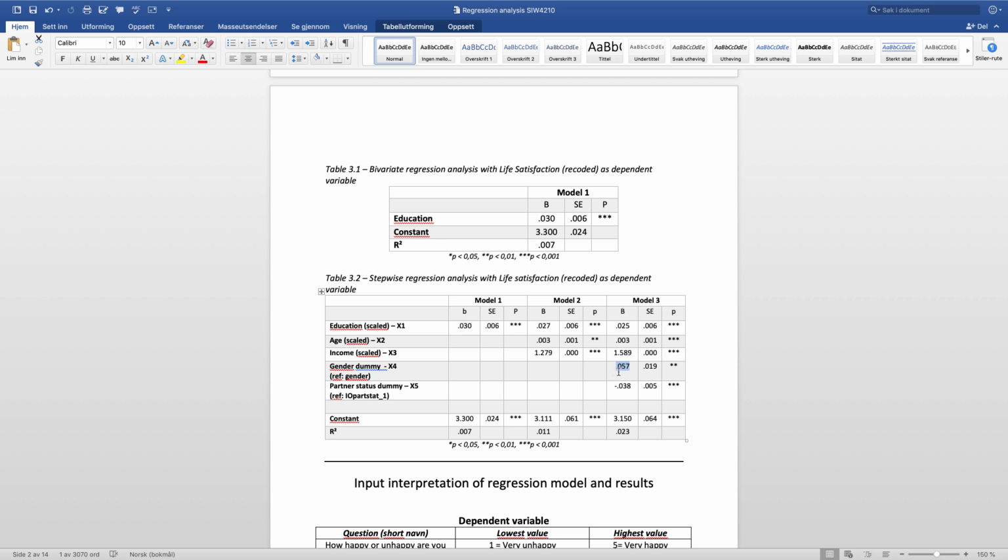Life satisfaction increases with 0.057 scale units, and it can be generalized to the population because it's significant, and you control for all the included variables in the model.